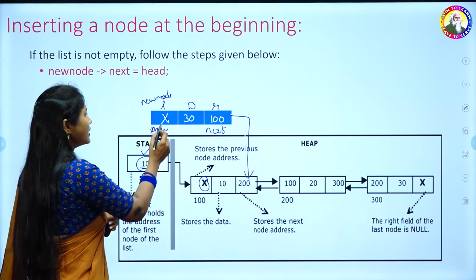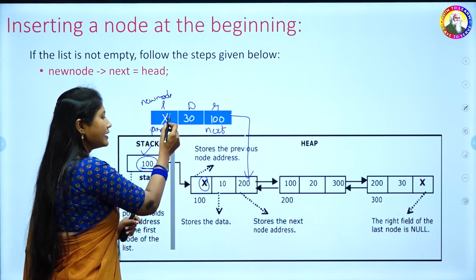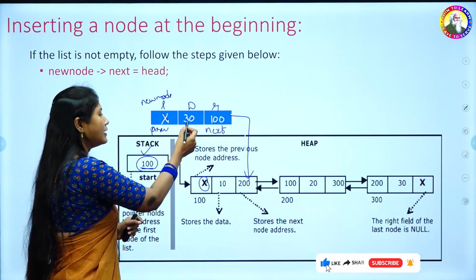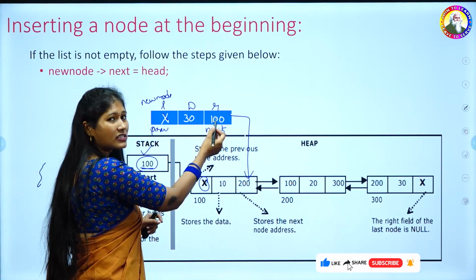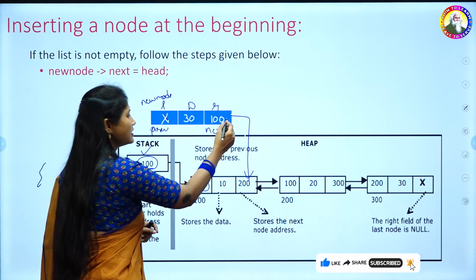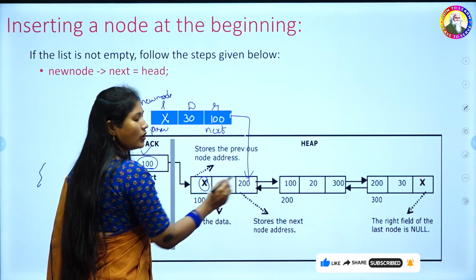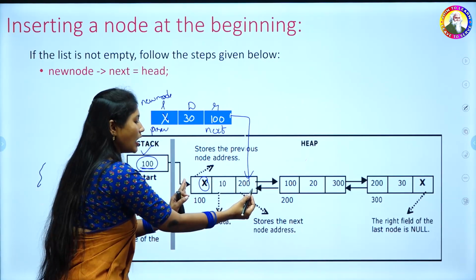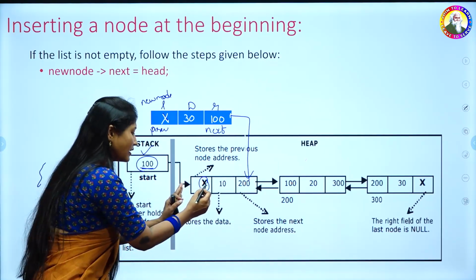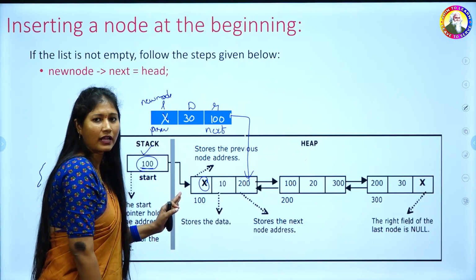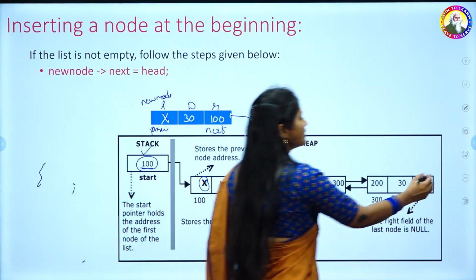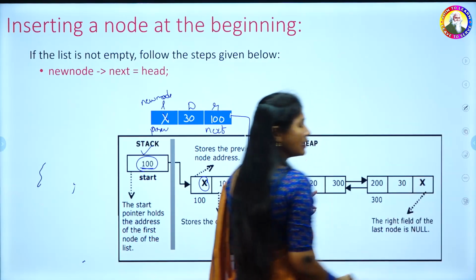Okay, done. Now see, the new node's left link is set to null. Data is inserted, and the right link is going to have the address of the first one, which means that now this one is pointing to this one. Yes or no? Done. Up to here, the task is completed. Next, I should change this address. Yes or no? I should change this address of the previous one.